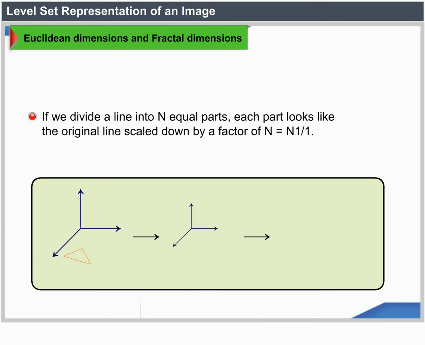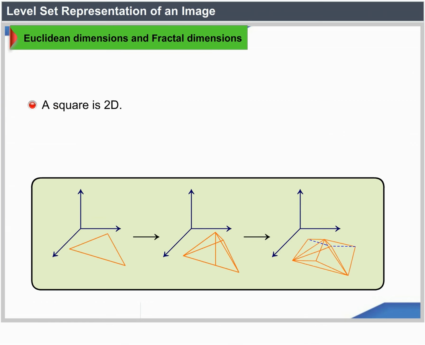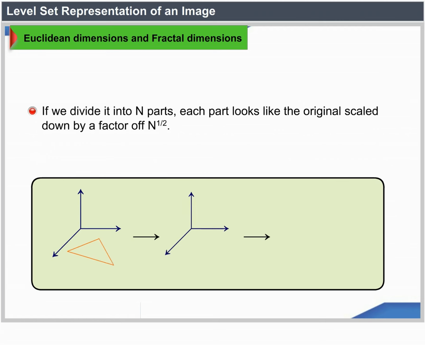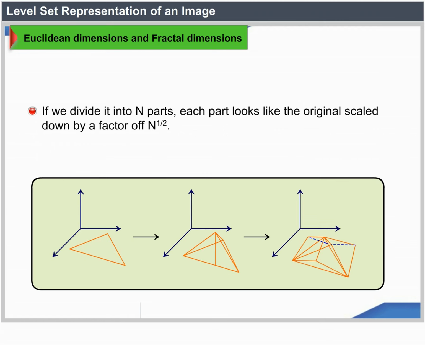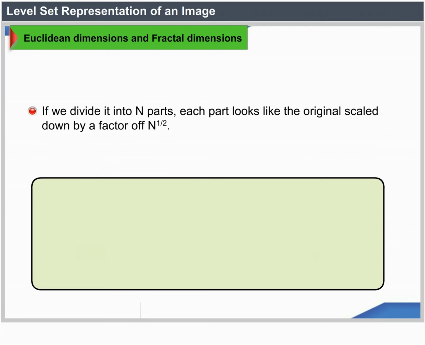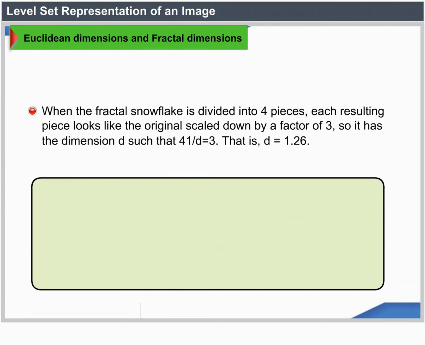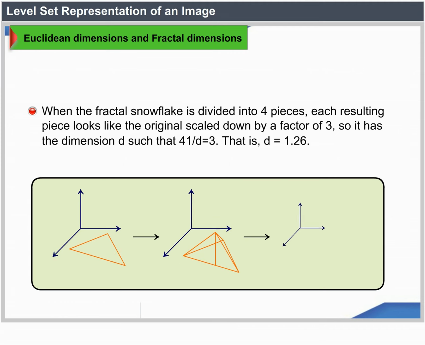A square is 2D. If we divide it into n parts, each part looks like the original, scaled down by a factor of n to the power of 1/2. For the fractal snowflake, when it is divided into 4 pieces, each resulting piece looks like the original, scaled down by a factor of 3, so it has a dimension d such that 4 to the power of 1/d equals 3. That is, d equals 1.26.